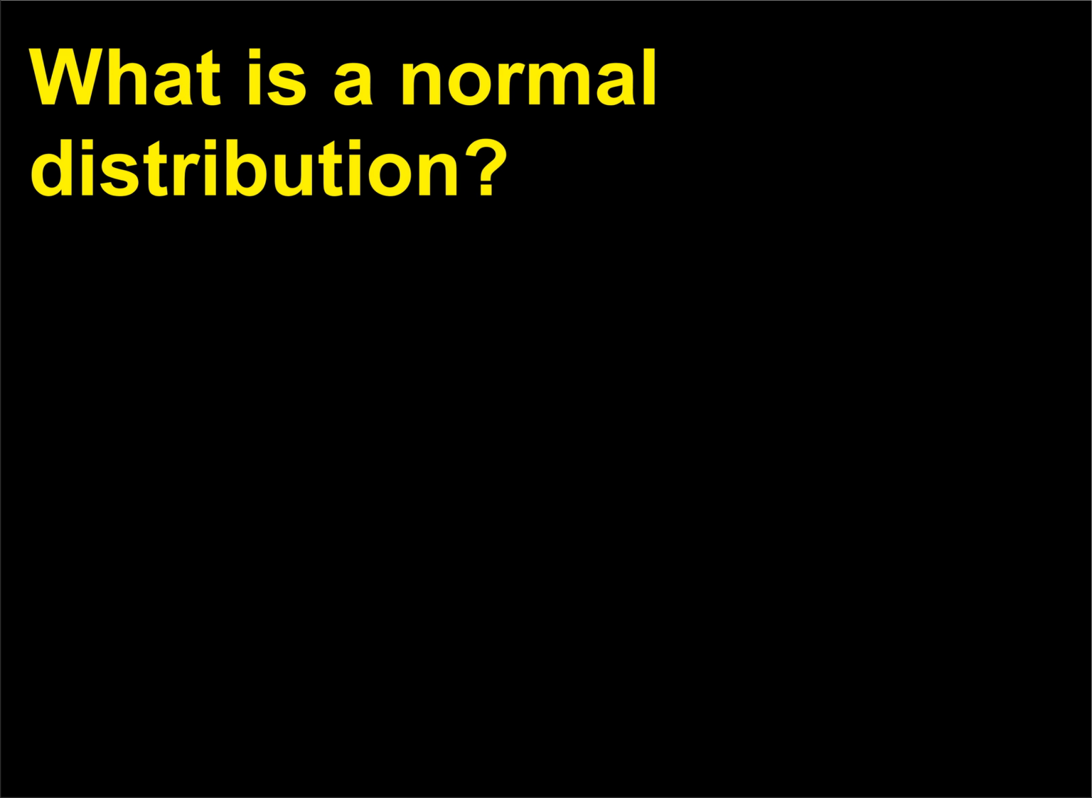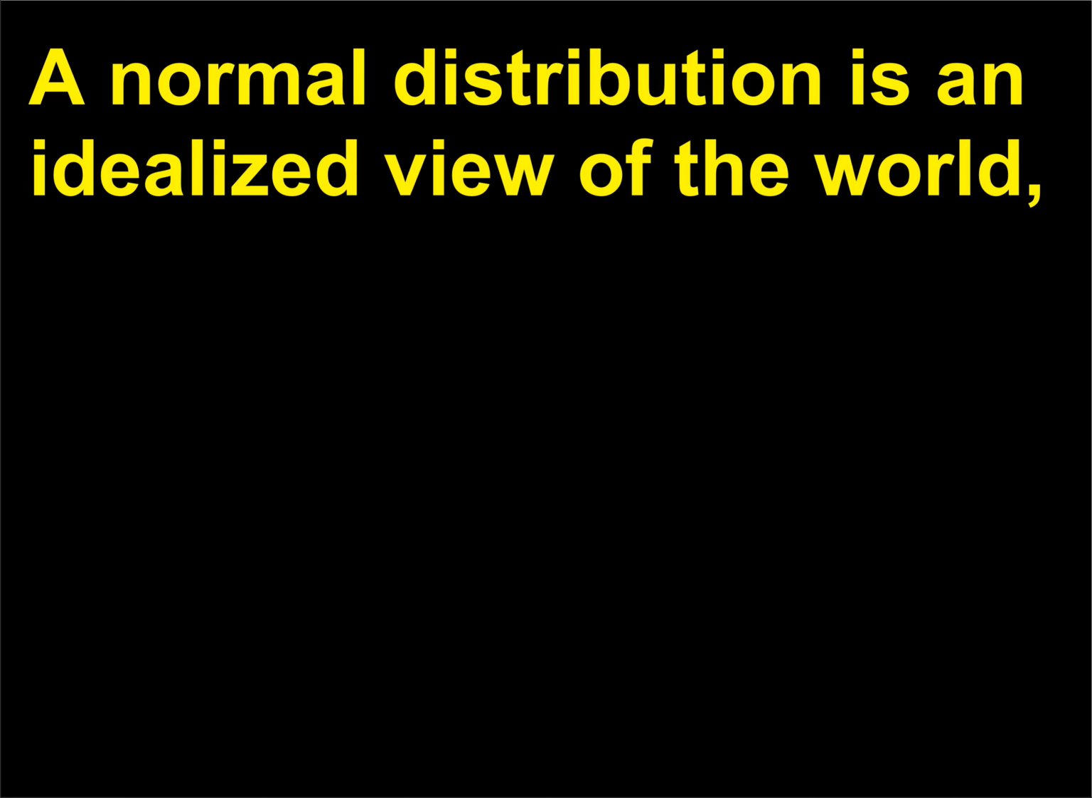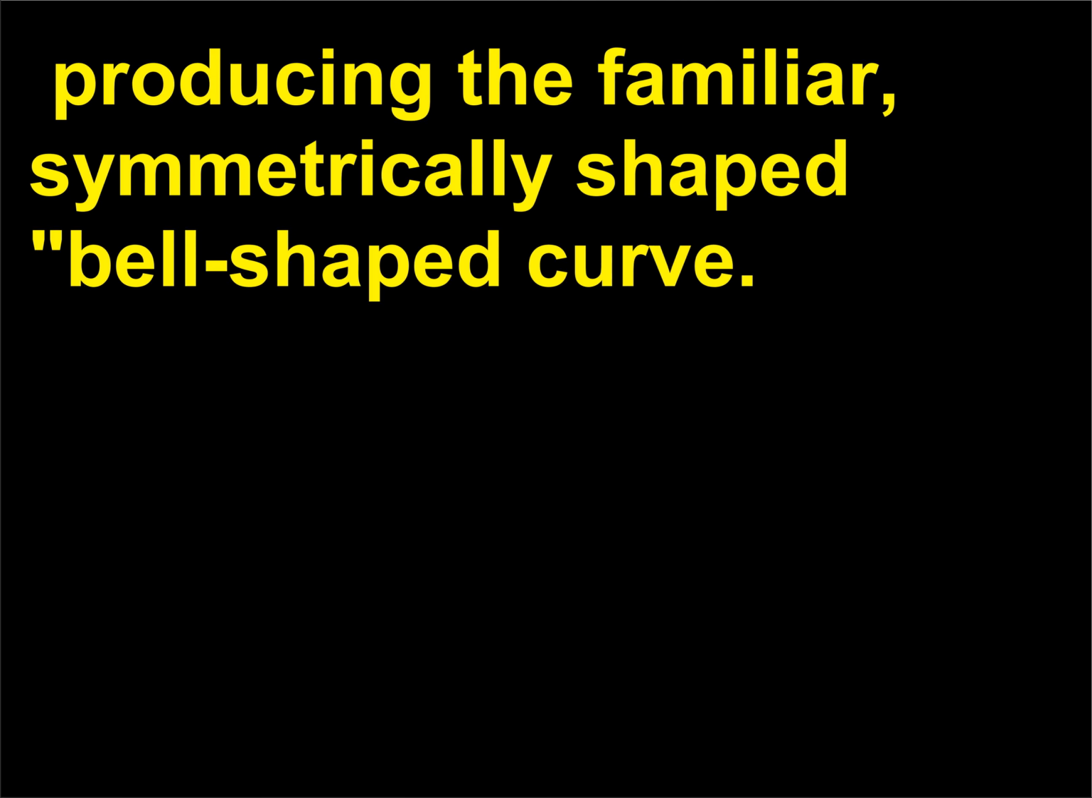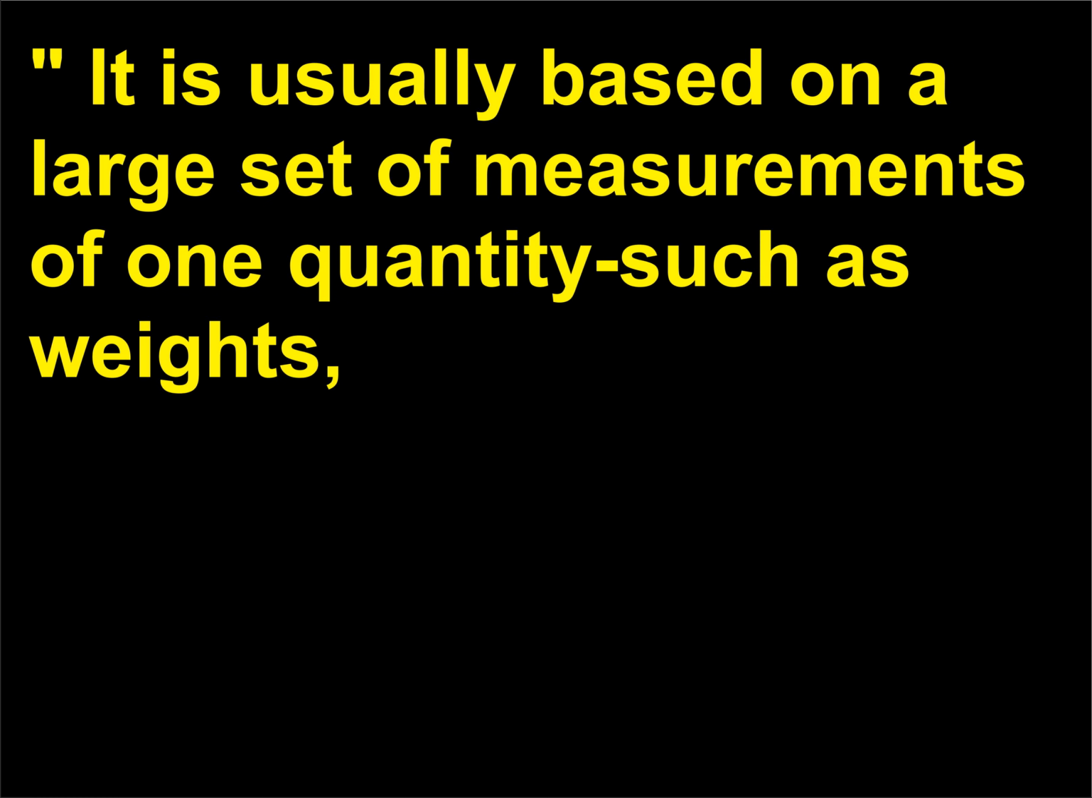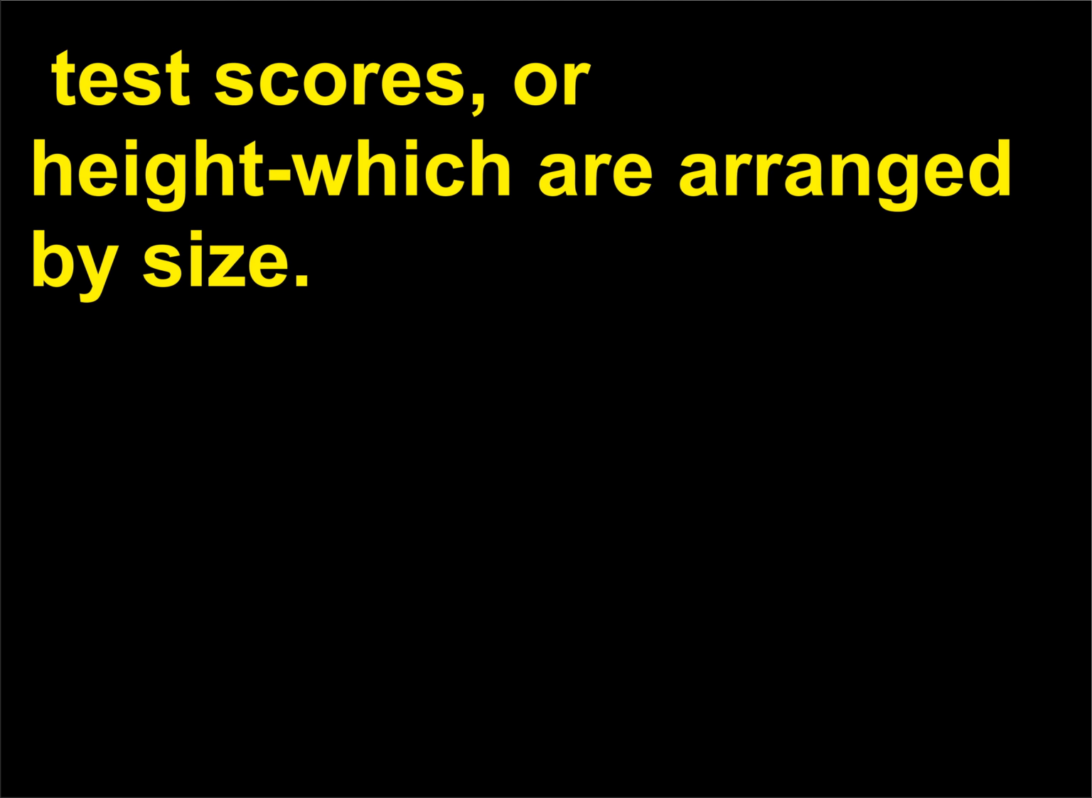What is a normal distribution? A normal distribution is an idealized view of the world, producing the familiar, symmetrically shaped bell-shaped curve. It is usually based on a large set of measurements of one quantity such as weights, test scores, or height, which are arranged by size.